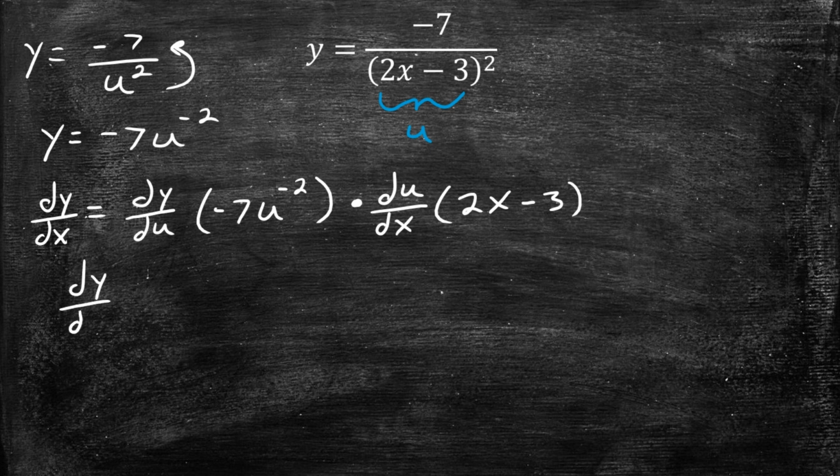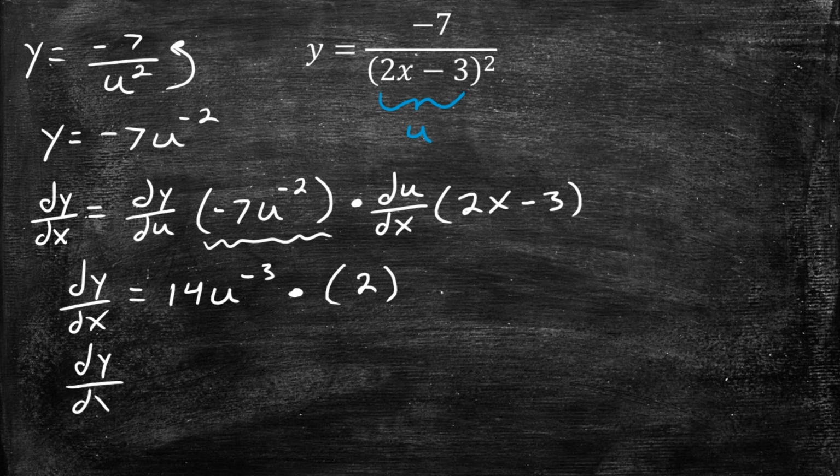Dy over dx is equal to the derivative of this right here, which is -2 times -7, which is 14u to the negative third power, and we're going to multiply that by the derivative of our u value with respect to x, which is just going to be 2. All right, so let's simplify. So dy over dx is equal to 14 times 2, which is 28u to the negative third power. Now I want to make that exponent positive.